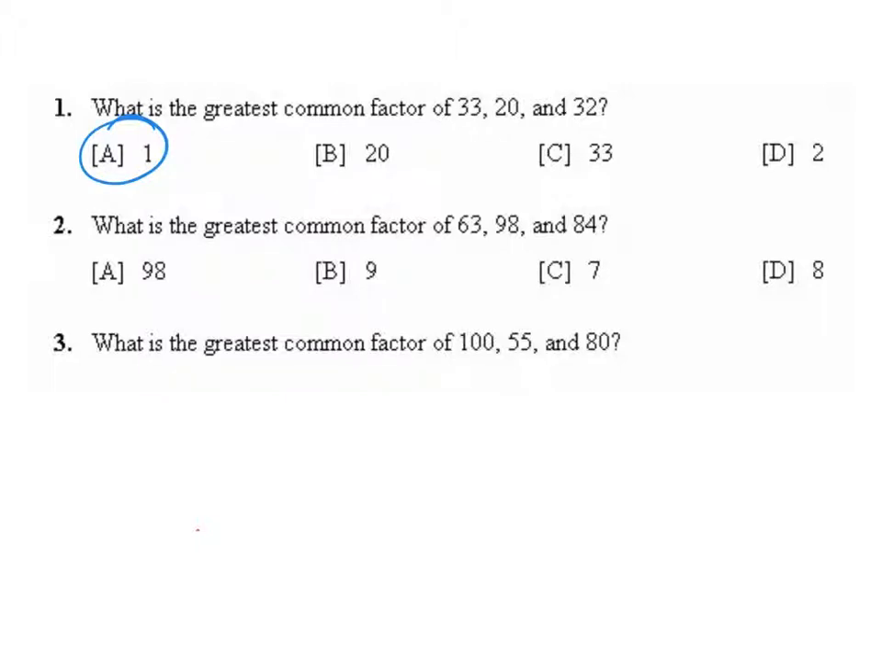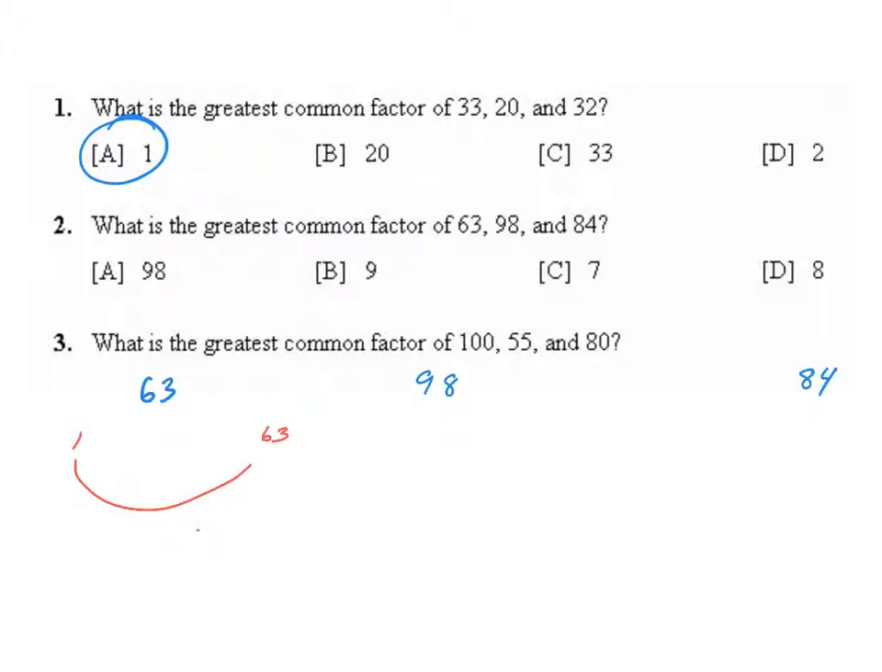Number 2 is a GCF of 63, 98, and 84. And this is where it gets a little bit trickier because you probably don't, off the top of your head, know all the factors of these numbers, so it will take a little bit of work to list all the factors of them. So factors of 63 are 1 and 63.